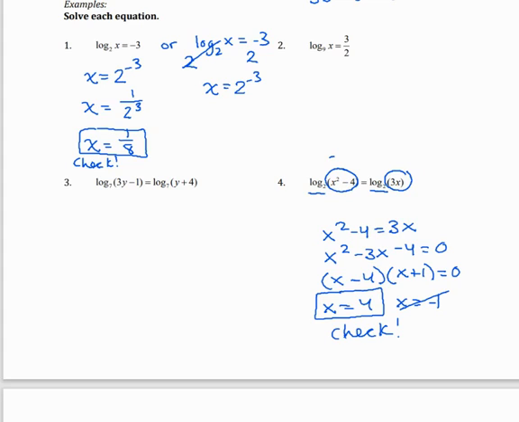You try numbers 2 and 3. Remember, if there's just the word log showing up once, we need to convert to exponential. If log is on both sides, then we can drop the word log.